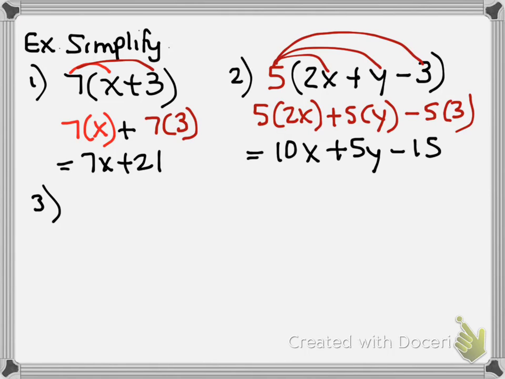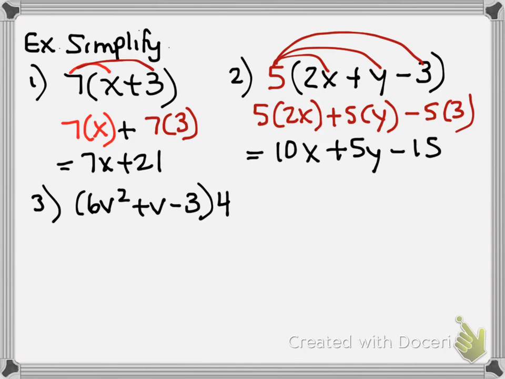Let's say we have 6v squared plus v minus 3, times 4. So I have parentheses, I have only adding or subtracting going on inside, and I have a number outside the parentheses. How do I solve this one? How do I solve it when the number's in the back? How does that change things? It doesn't change it at all.